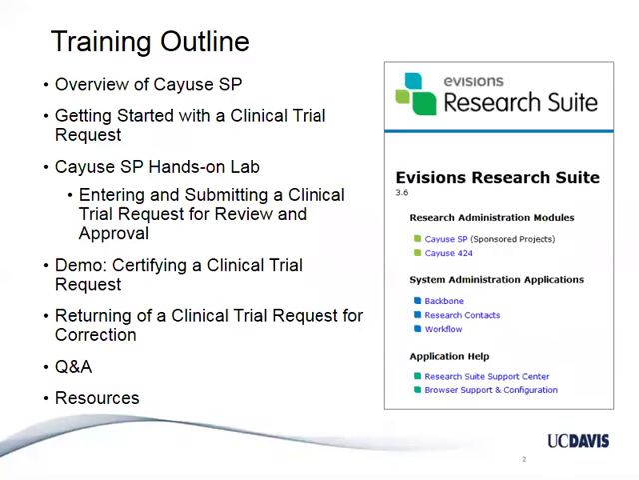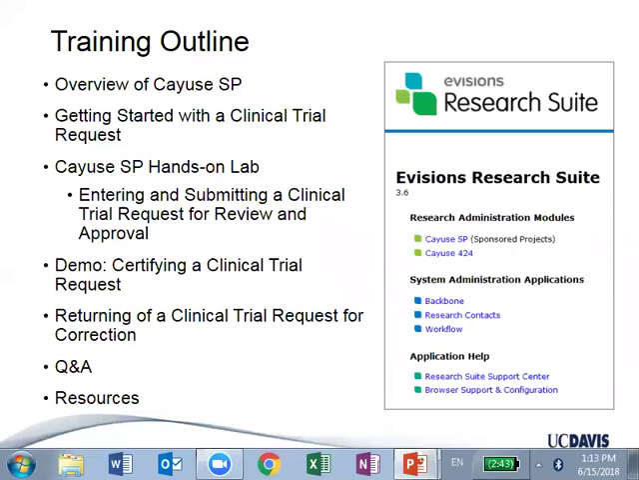So today we're going to talk about using Cayuse SP to submit your clinical trial request. And this is what we're going to go through today. I'm going to give you an overview of Cayuse SP. I recognize many faces, so I think a lot of people know what Cayuse is. I'm going to talk about how it's used for clinical trials, and the things you should do before you get started with a clinical trial request. So what you should have in mind, how you should prepare yourself.